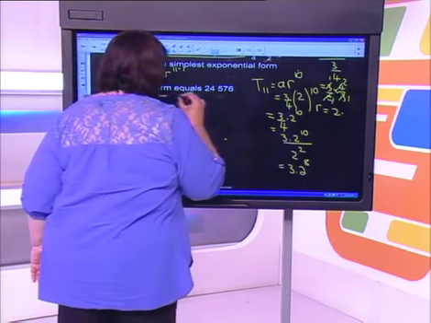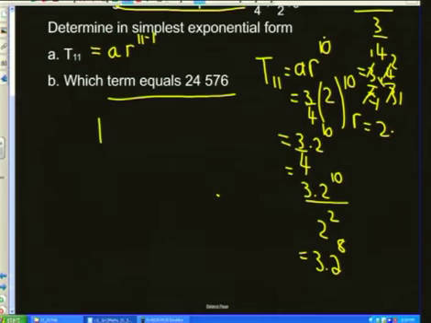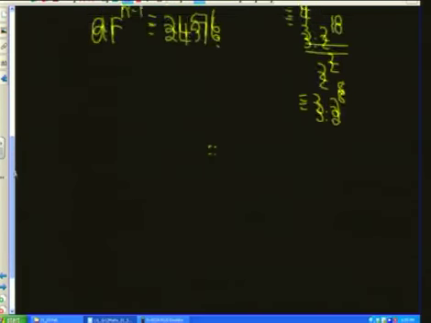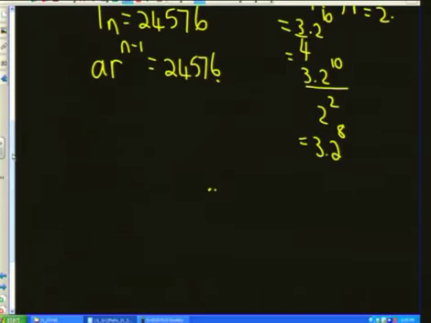It says, which term equals that? So which term? Term N equals 24576. Term N will have the form A R to the N minus 1 equals 24576. Right, now knowing that, let's just get this thing to extend. A little bit too much, bring it down. We know what A is already. A is going to be 3/4. The R is 2 to the N minus 1, and this is equal to 24576.